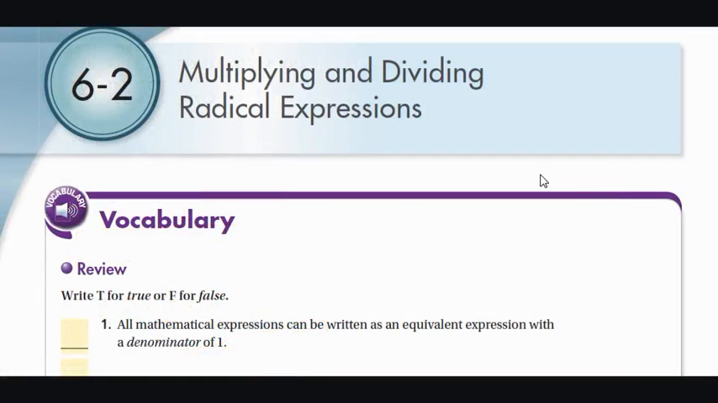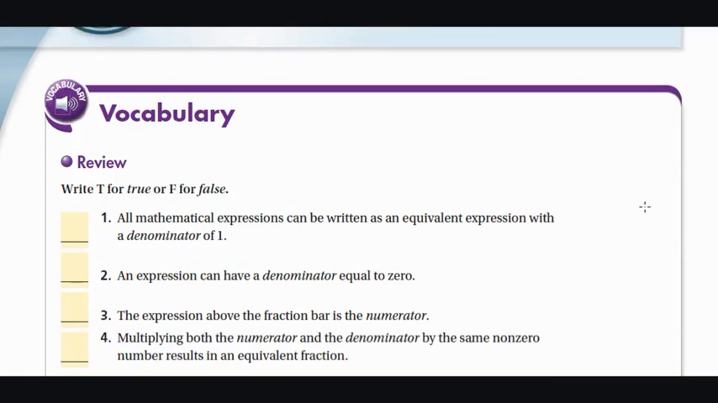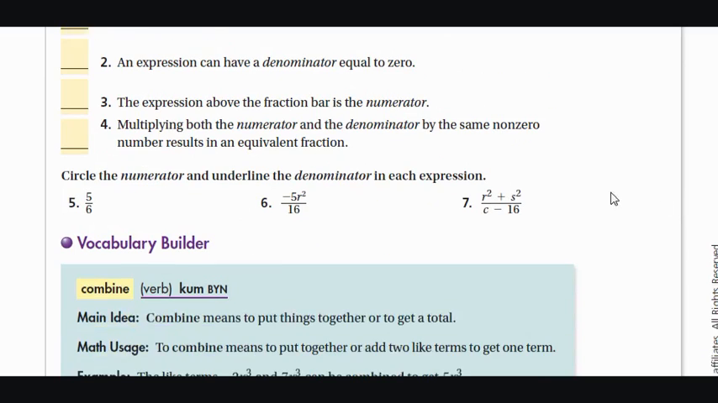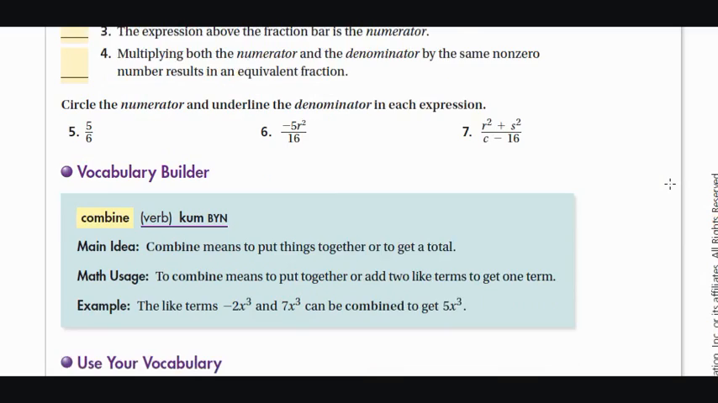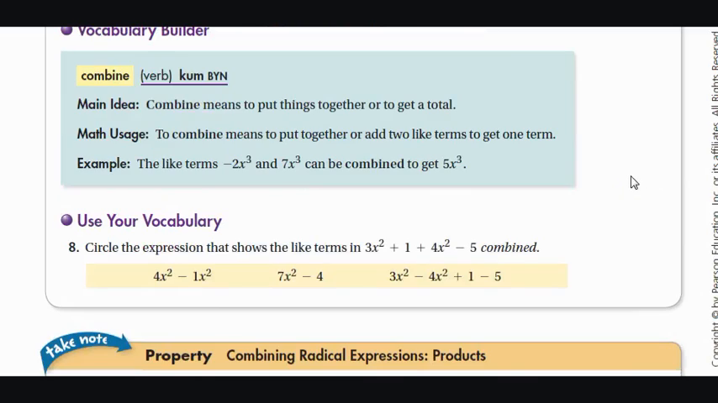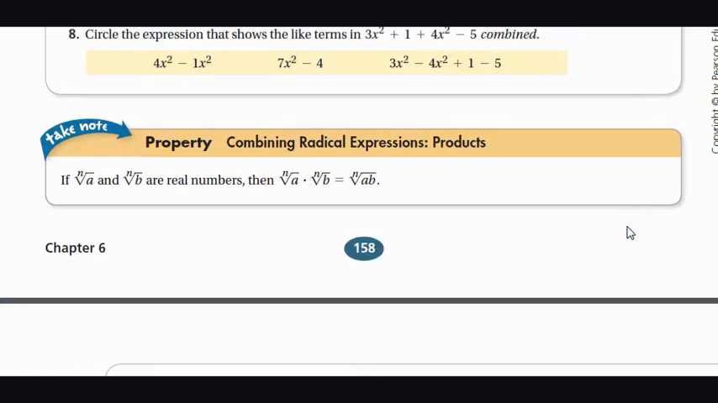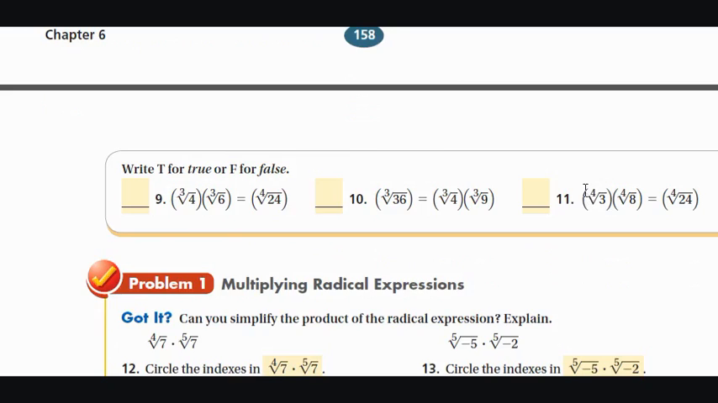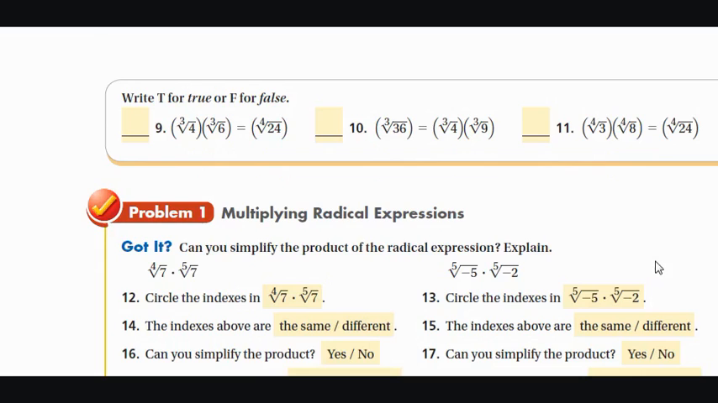Here's a look at your homework for this lesson. You start off with a little bit of review, true and false, about denominator, numerator, things like that. You're going to go into a vocabulary builder. It talks about the word combine and what exactly that means, and you're going to use that and answer a couple questions. And then you're going to go on into combining radical expressions and their products. You're going to review properties and certain things, and then you're going to apply those properties to problems.